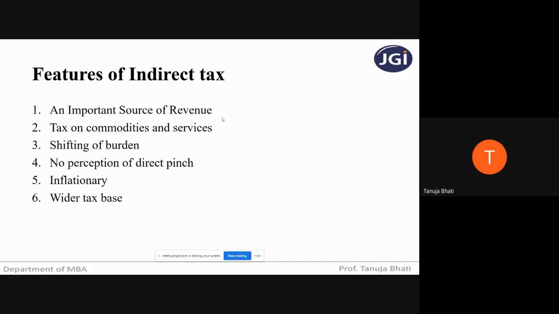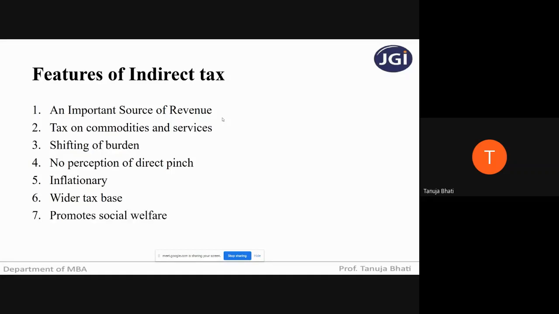Next, wider tax base. In case of direct tax, we know that only income tax falls under the category of direct tax. But unlike that, in indirect tax, there are hundreds of commodities and hundreds of services that are covered. So it has a very wide tax base because it does not cover just a few elements. There are multiple goods and services falling under the category of indirect tax. Therefore, it has a wide tax base.